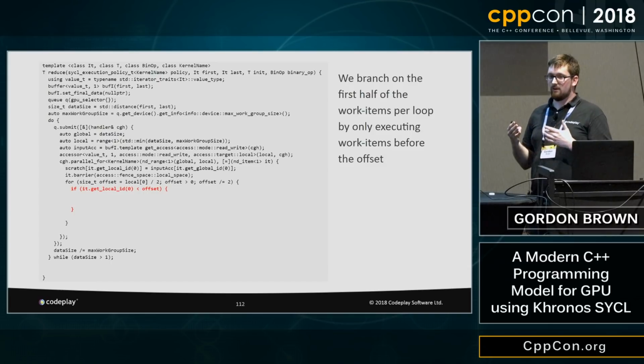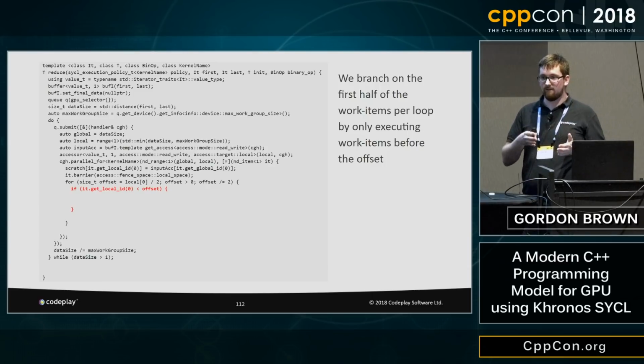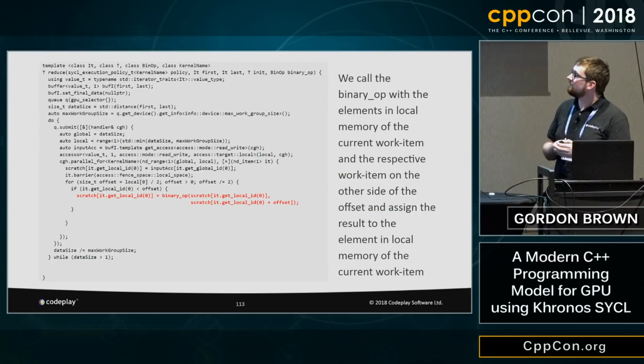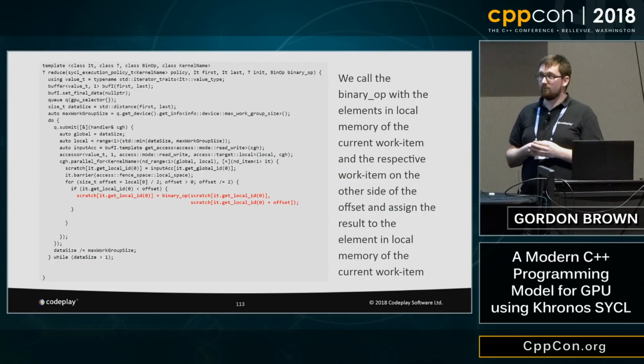The next thing we do is put an if statement to say that we only want to work on the first half, because we're only assigning elements in the first half of the data. The second half is just being read from. And then finally we do the actual reduction operation.